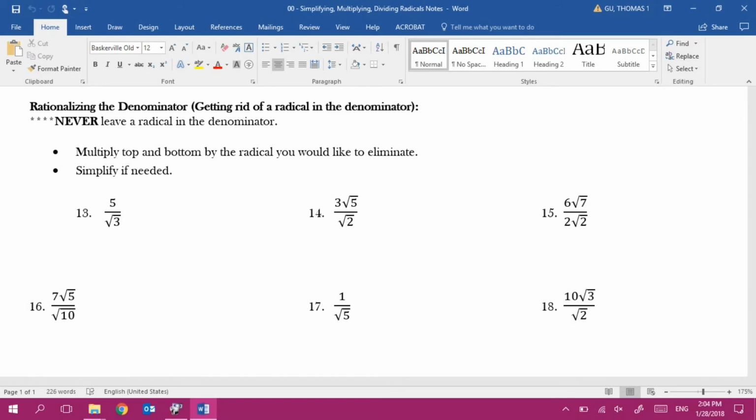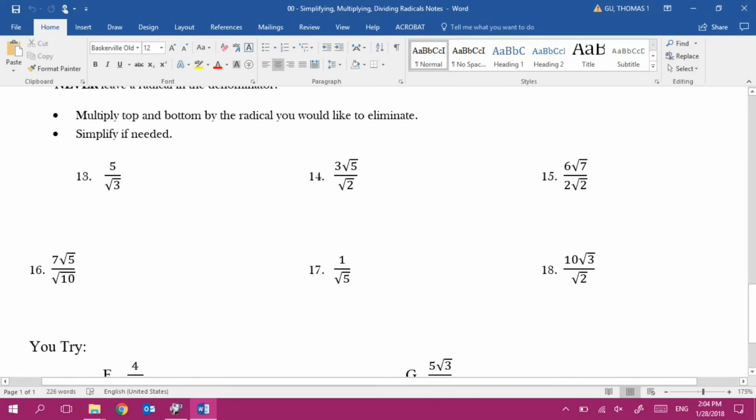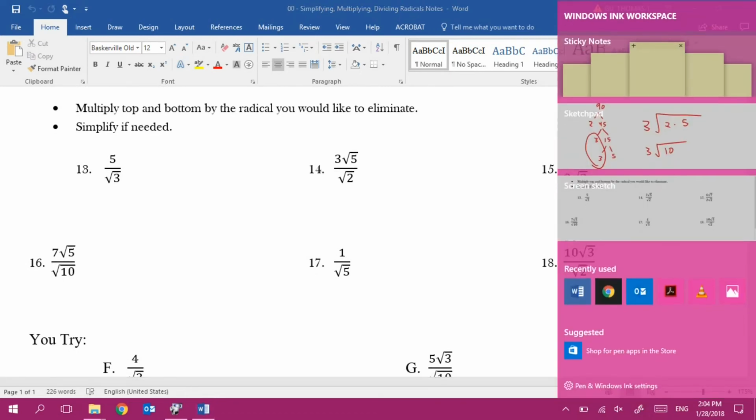So look at this. There's only 2 simple rules. All you have to do is multiply the top and bottom by the radical you would like to eliminate and simplify if needed. What does that mean, Coach Goof? In practice, you'll see it's a lot simpler than it looks.